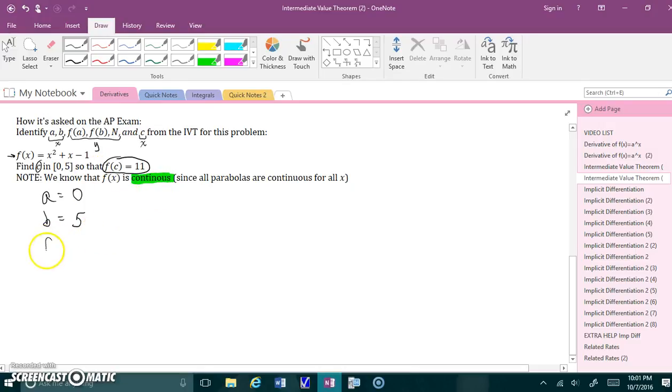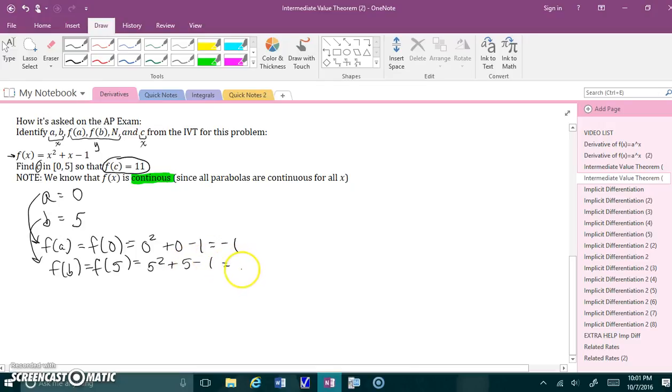Now f of A, that's not too bad either. All I have to do is evaluate my function at 0. So I have 0 squared plus 0 minus 1. So I have negative 1. And then f of B becomes f of 5. So now I have 5 squared plus 5 minus 1. 25 plus 5 is 30. 30 minus 1 is 29. All right, that wasn't too bad.